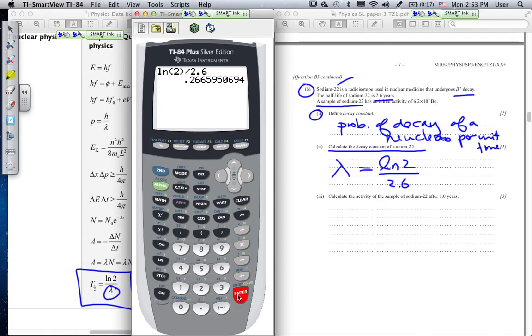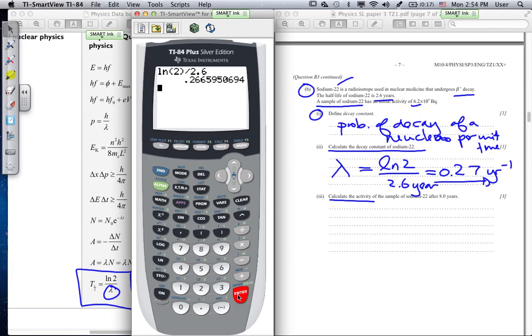Now we are working to two significant figures here. So we're going to get 0.27. And that is going to be a year to the -1 value, because we're dividing here obviously by years. Then it says calculate the activity of the sample of sodium 22 after 8 years.